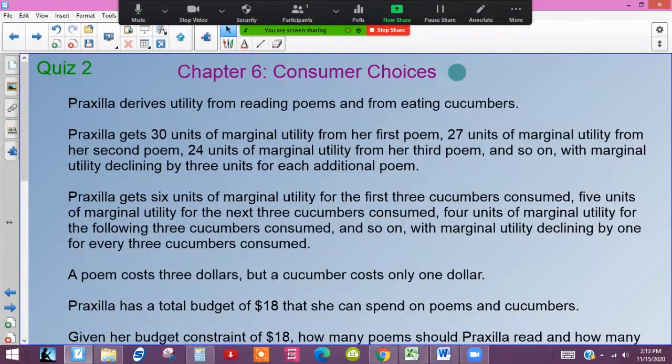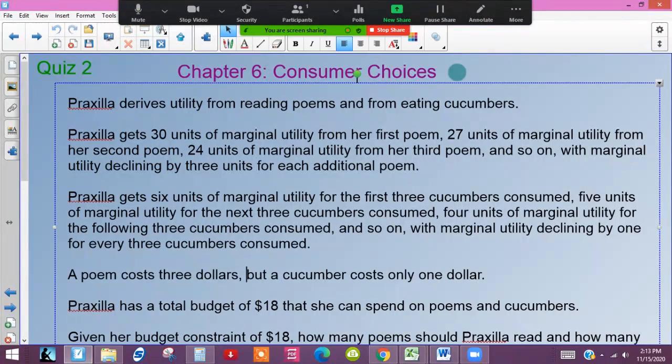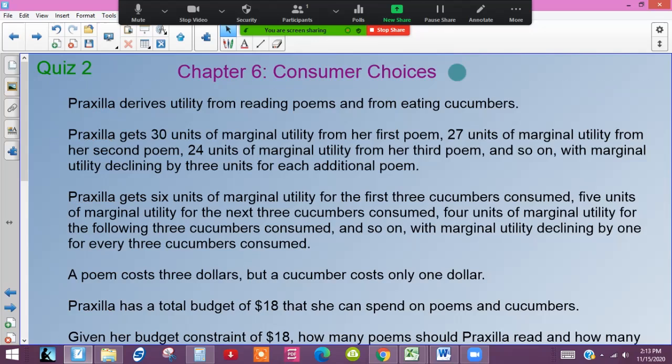So I'm going to do one short video per problem. So this is problem 1, and it's a problem from chapter 6 in your textbook, Consumer Choices. So in this problem, we have Praxilla, who derives utility or enjoys, gains a benefit from reading poems and eating cucumbers, a very interesting combination.